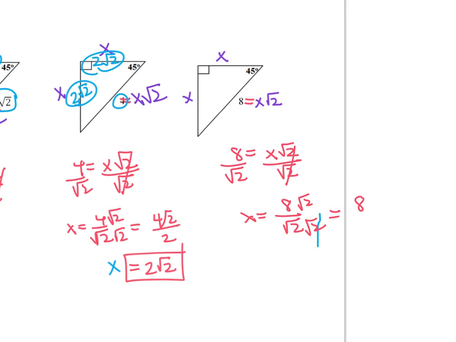Leaving you with 8 square root of 2 over 2, which you can reduce the 8 and the 2, leaving you with a 4 square root of 2. So that's the value of x. Go back to your triangle and plug that in. This is a 4 square root of 2. Here's another x, so that's 4 square root of 2. And it looks like we already had the hypotenuse, so we are set.